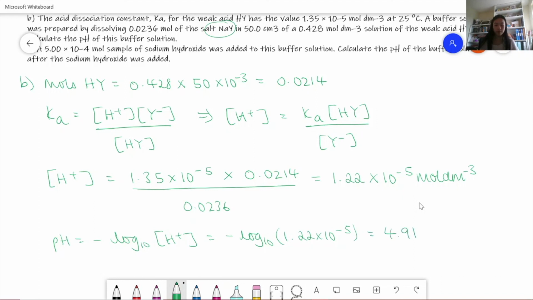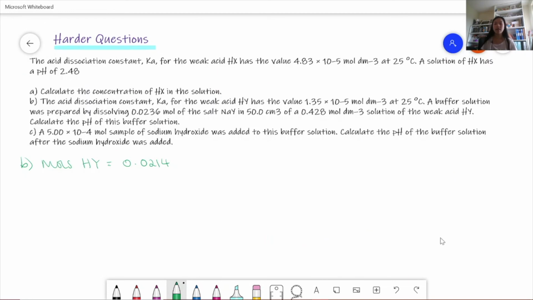4.91. And now for C, a 5 times 10 to the minus 4 mole sample of sodium hydroxide was added to this buffer solution. Calculate the pH of the buffer solution after the sodium hydroxide was added. So from part B, we found that the moles of HY at the start was 0.0214. And we also know that the moles of Y minus is 0.0236, that it's given in the question.